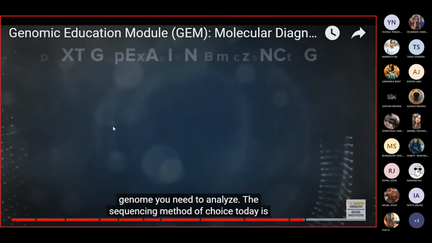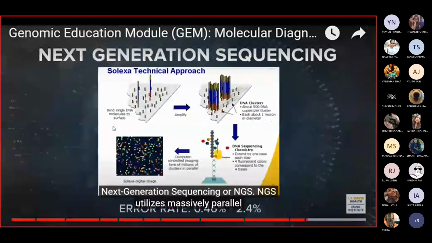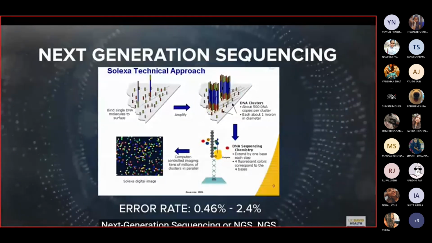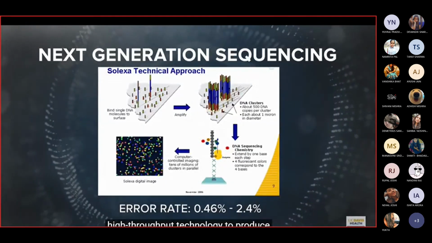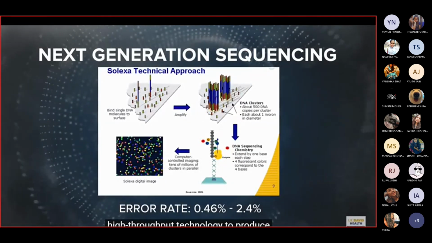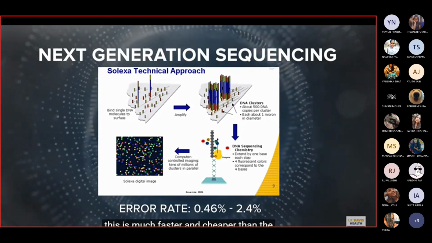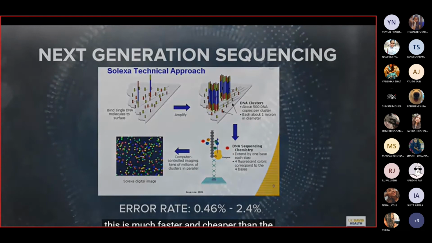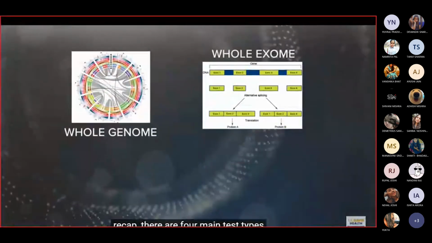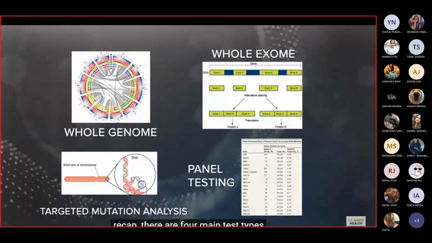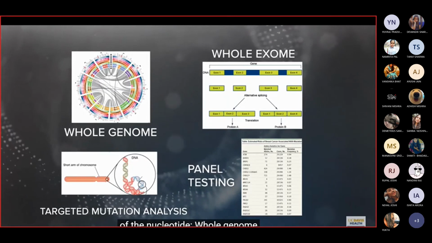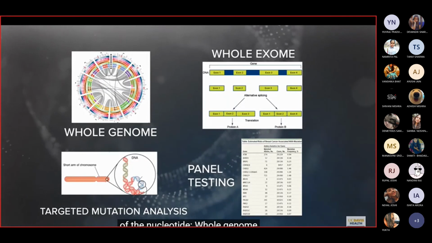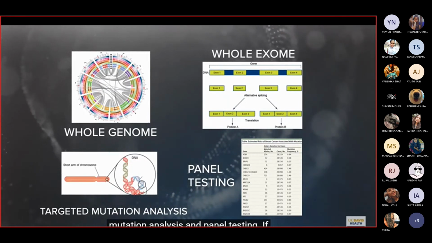The sequencing method of choice today is next-generation sequencing, or NGS. NGS utilizes massively parallel, high-throughput technology to produce large-scale automated genome analyses. This is much faster and cheaper than the original method, Sanger sequencing. So to recap, there are 4 main test types available for DNA analysis at the level of the nucleotide: whole genome sequencing, whole exome sequencing, targeted mutation analysis, and panel testing.